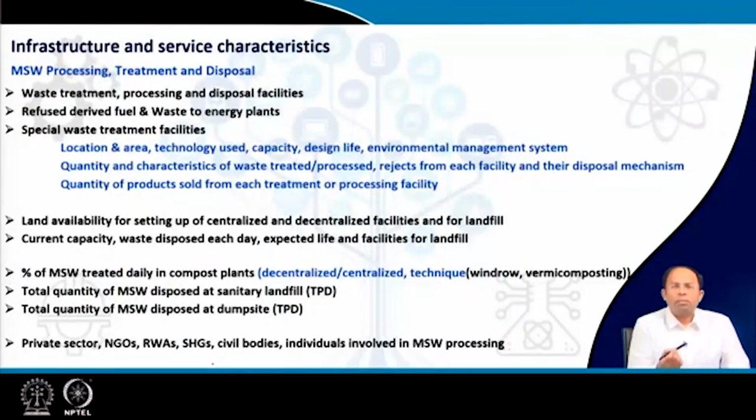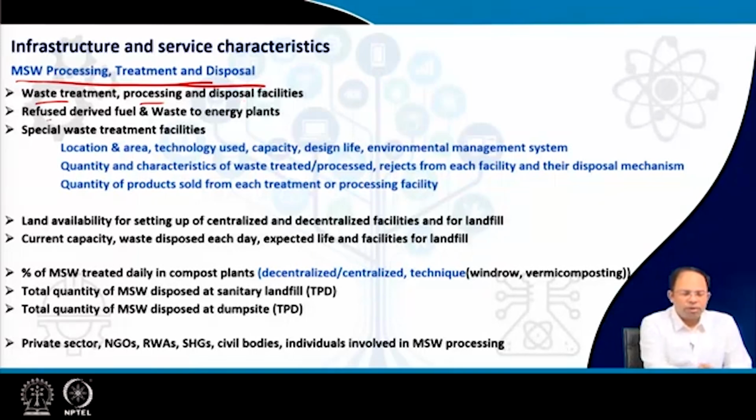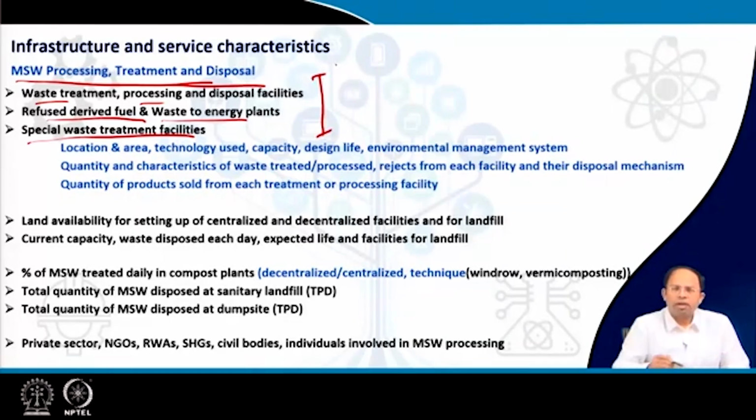Now coming to the next part of infrastructure and services, that is municipal solid waste processing, treatment and disposal. This is where we are talking about large-scale infrastructure of waste treatment, processing and disposal facilities. So three kinds of facilities are there. One is refuse facilities, which deal with refuse-derived fuel or waste-to-energy plants, incineration facilities, and also waste treatment, processing and disposal facilities, and special waste treatment facilities. So these are the different kinds of facilities which have to be set up in an urban area for dealing with different kinds of waste or waste streams.